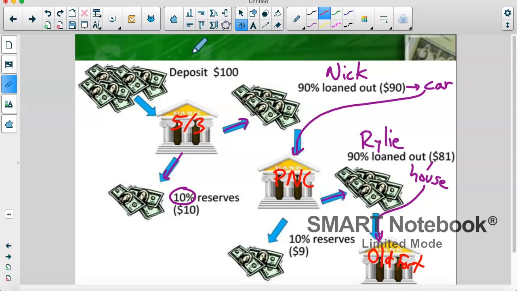Now, we could have a 45-minute video where we keep following this chain reaction down. I'm not going to make you do that, but I do want you to look at the right side. Look at this initial $100 deposit.